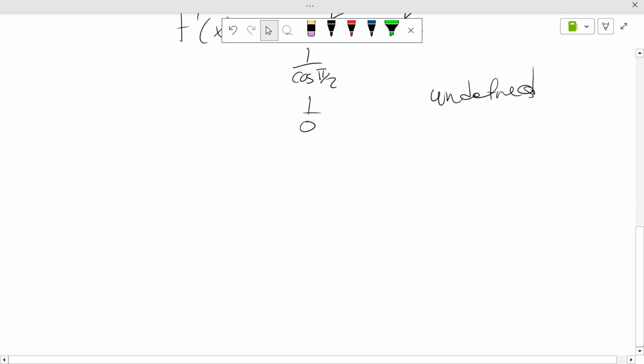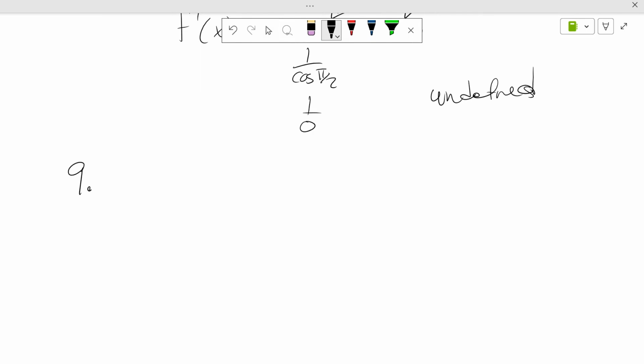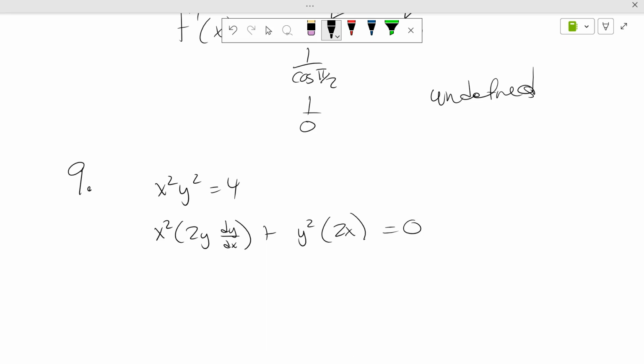Let's do this one, because I bet a couple people missed number 9, huh? Find the second derivative of that. So x squared y squared equals 4. Second derivative, well, we need to find the first derivative first. First derivative of this is x squared times 2y dy dx plus y squared times 2x equals 0. Okay, you got to solve for dy dx. So 2x squared y dy dx equals negative 2xy squared. If we move the other part over, divide by 2x squared y.